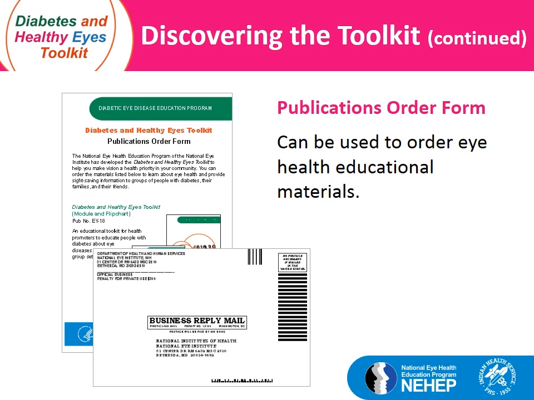Each copy of the toolkit also contains a publications order form that you can use to order free copies of the Medicare benefit card, the Watch Out for Your Vision brochure, and the Track magnet. And as a bonus, you can also order one free copy of the toolkit. The great thing about this order form is that it's postage prepaid, so all you have to do is select the resources you want, fill in your mailing information, seal it with tape, and just drop it in the mail. We'll get it here over at NEHEP and send the materials on their way to you.